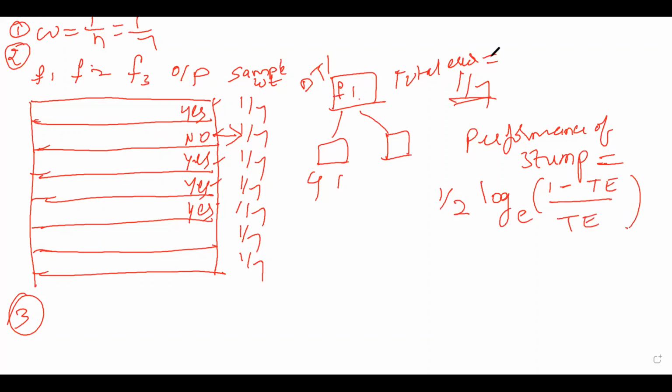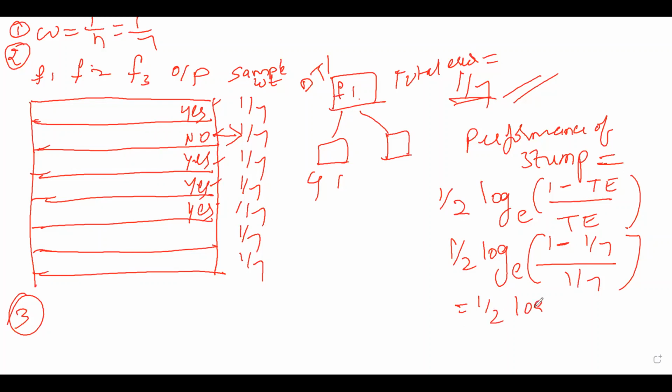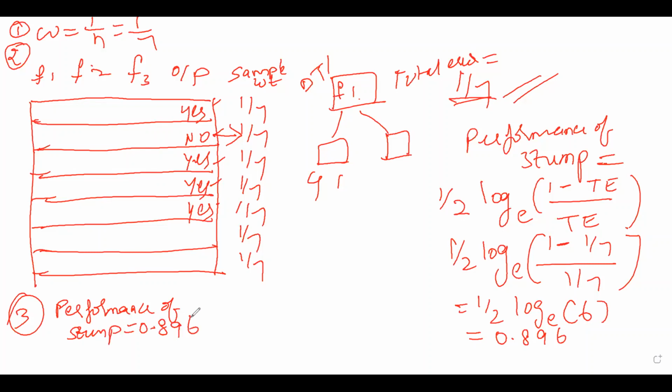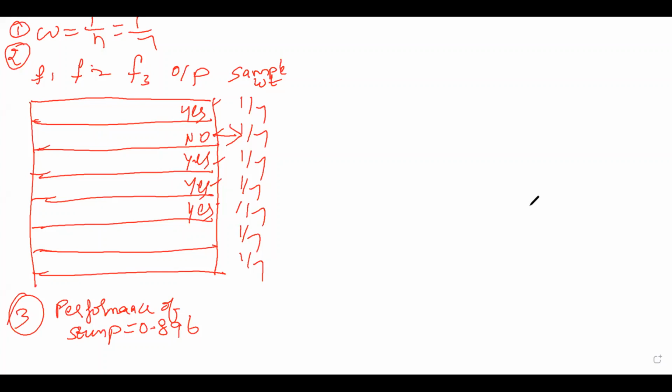So what we have here in total error is 1 by 7. So 1 by 2 log e of (1 minus 1 by 7) divided by 1 by 7. So we get the answer like 1 by 2 log e of 6, which is equal to 0.896. So in the third step, we got the performance of the stump equal to 0.896. We calculate this in order to update sample weights.